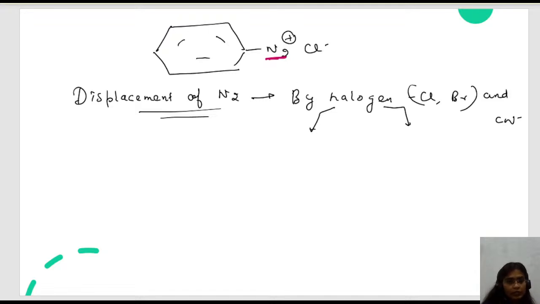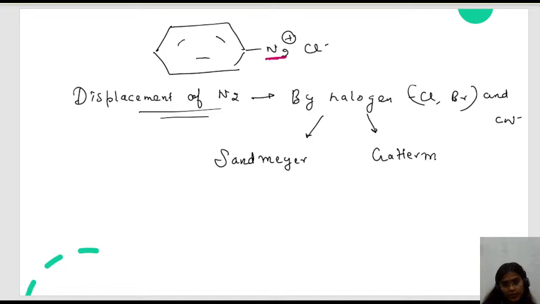If you remember the previous one, we will cover every point. Don't worry about this. One is the Sandmeyer reaction. I will give some brief on the Sandmeyer reaction as well. And the Gattermann reaction. Since we're discussing this portion, can you tell me the difference between this and this reaction? What is the difference between the Gattermann and the Sandmeyer reaction? If you know the difference.